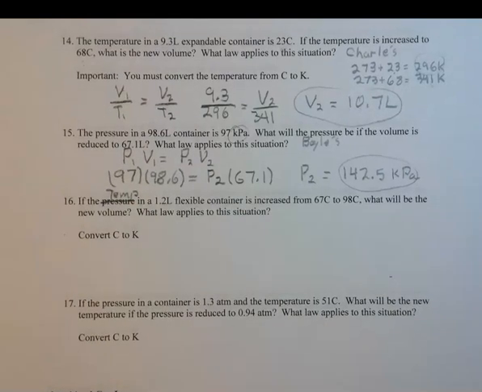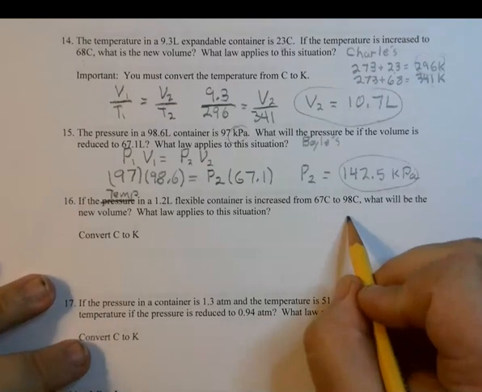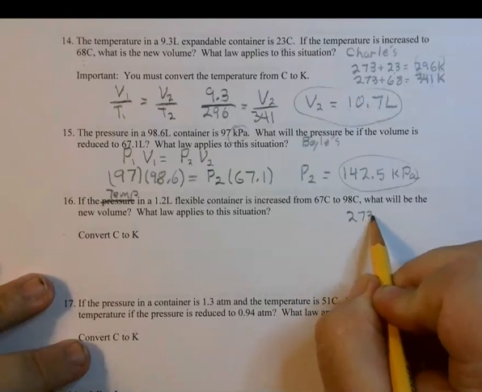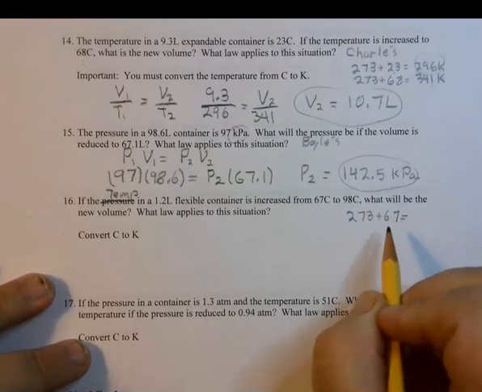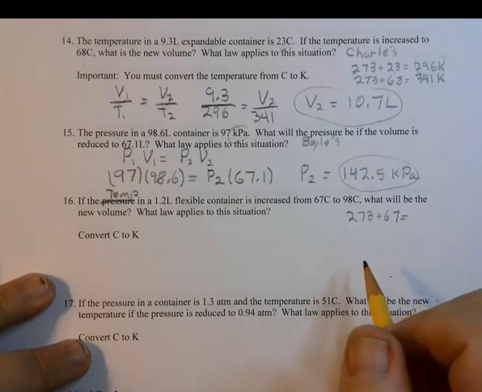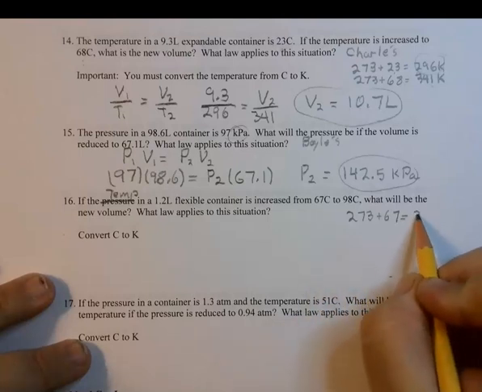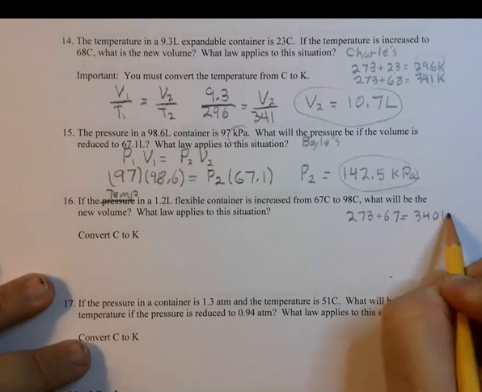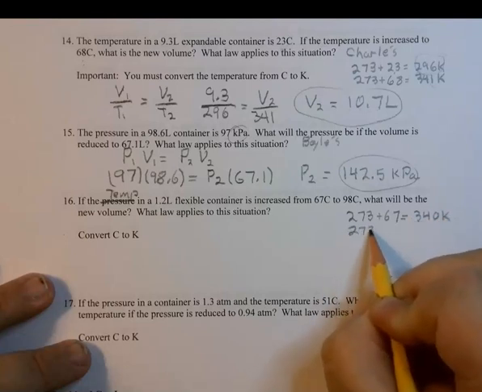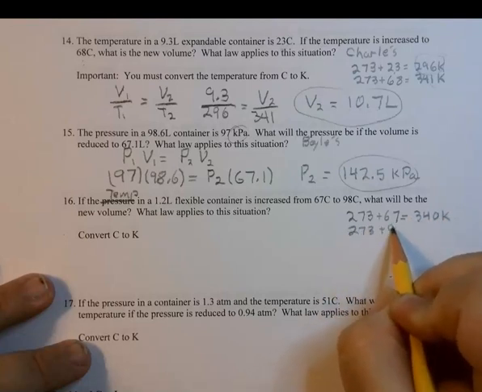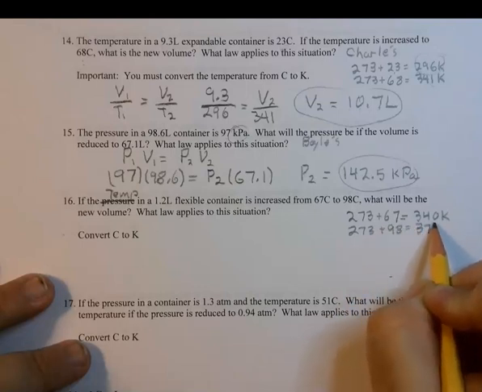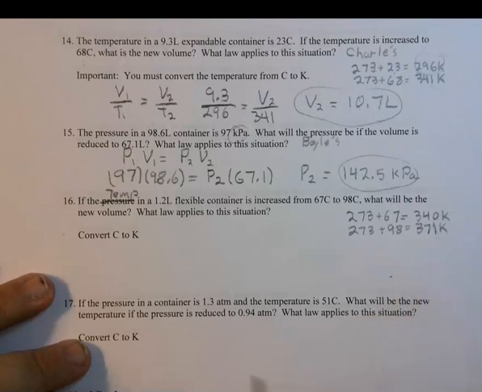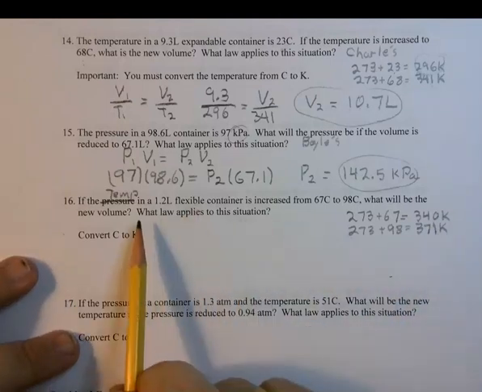Alright, so first we got to convert the temperatures from centigrade to Kelvin. Come over here and do that. 273 plus 67, and that's going to give you 340 Kelvin. 273 plus 98, that's going to give you 371 Kelvin. Alright. So now, which law applies?